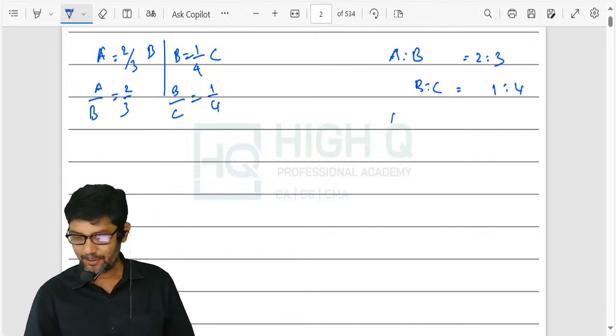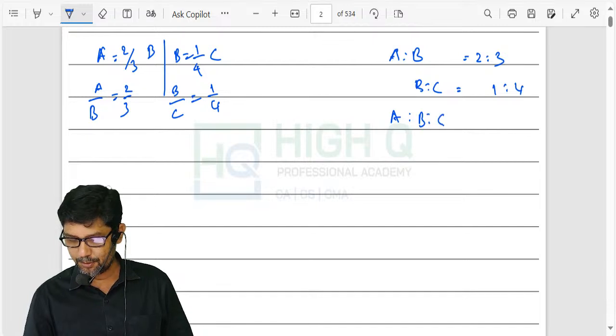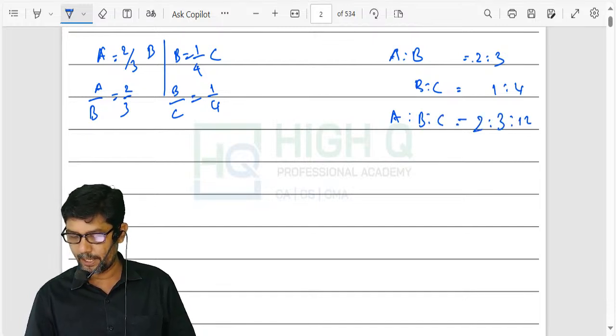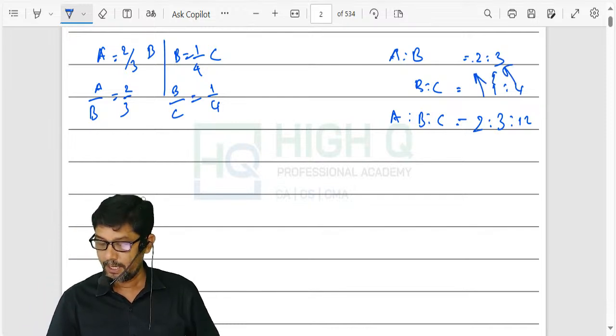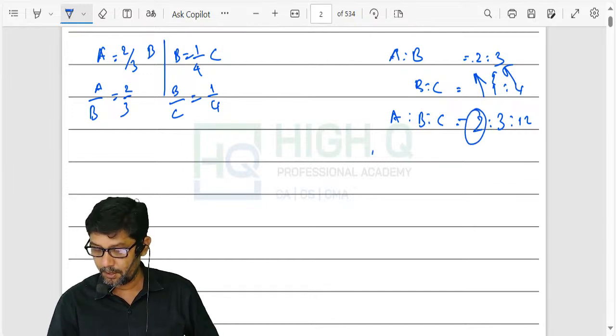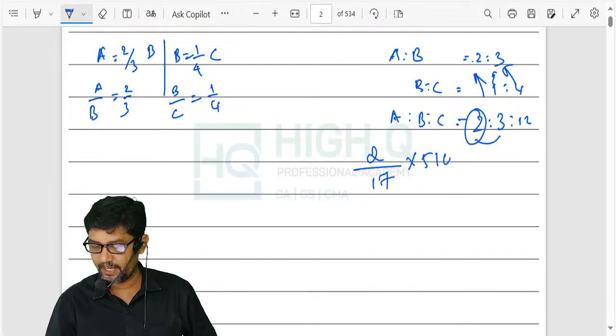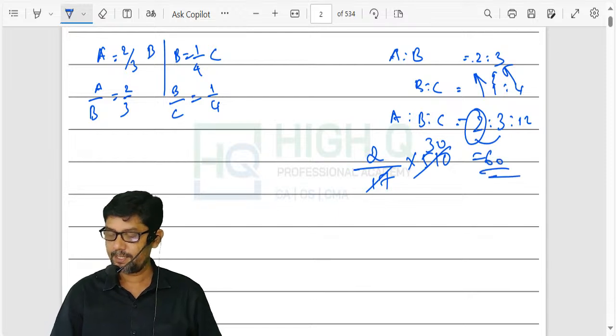Am I right? So A is to B is to C is equal to 2 is to 3 is to 12. I hope you know this. Combined, we need to join the ratio. Now they ask you to find out A's share. Very simple: 2 by 2 plus 3, 17. Total amount is 510. How many times? 30 times. 60 is the answer.